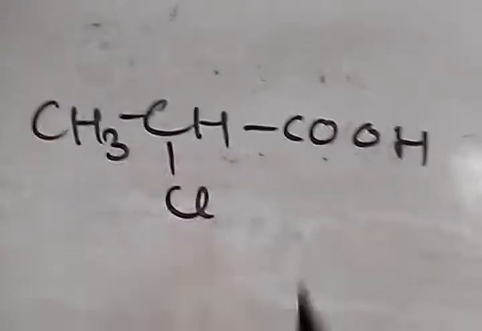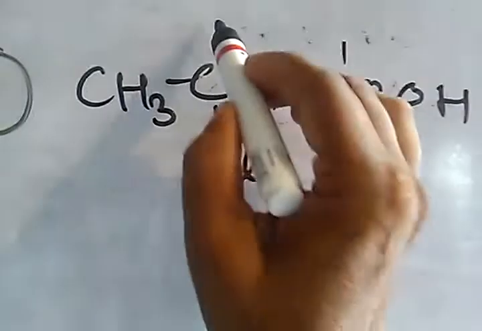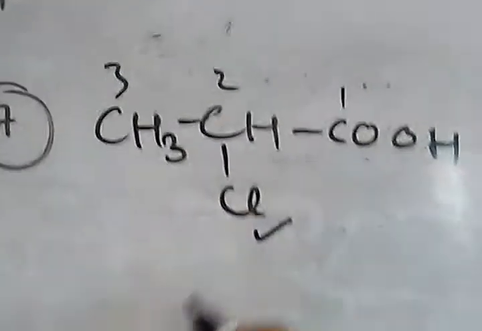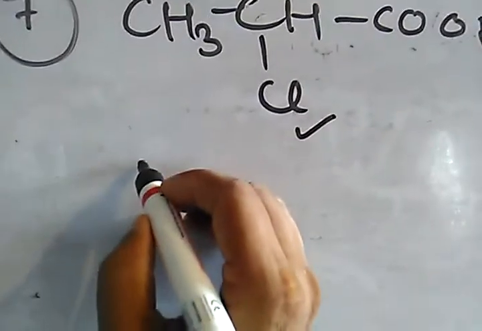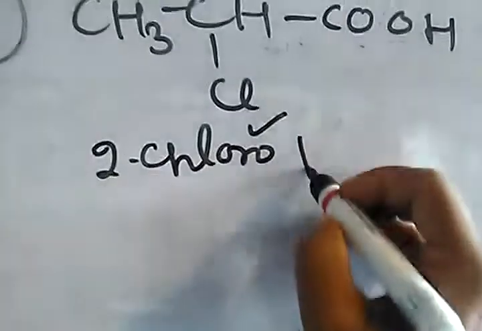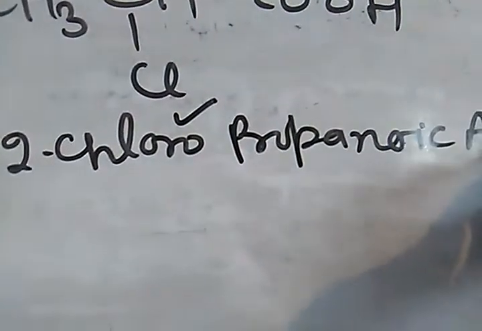Next example, CH3CHClCOOH. Very easy, 1, 2, 3. Chlorine will be considered a side chain at the second carbon atom. IUPAC name will be 2-chloropropanoic acid.